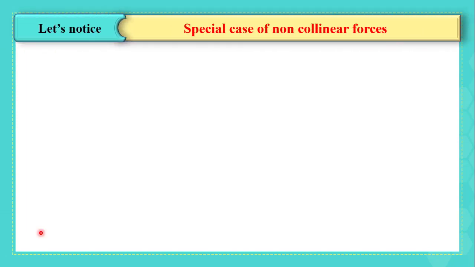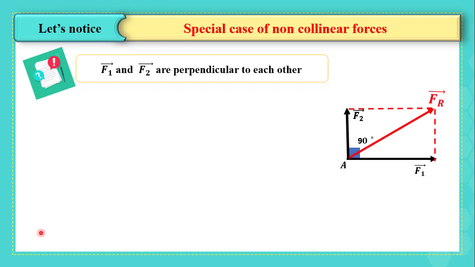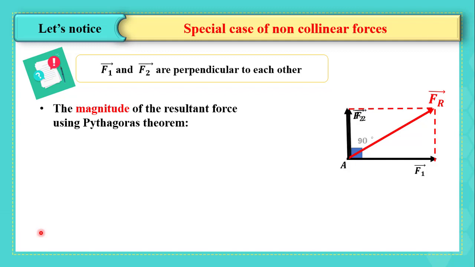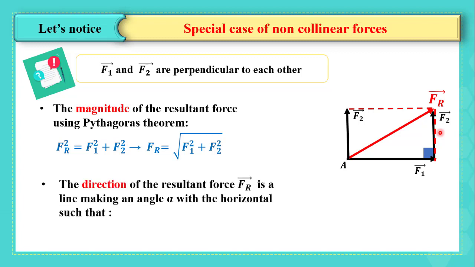Let's note the following special case of non-collinear forces, where F1 and F2 are perpendicular to each other. Also in this case, Fr is the diagonal of the rectangle formed by F1 and F2. But to determine the magnitude of the resultant force Fr, you can use Pythagoras theorem, where Fr square is equal to F1 square plus F2 square, which implies that Fr is equal to the radical of F1 square plus F2 square, all of them as magnitudes. Also, to indicate the direction of the resultant force Fr, the resultant force Fr is making an angle alpha with the horizontal or with F1, such that tangent alpha is equal to the magnitude of F2 divided by the magnitude of F1.